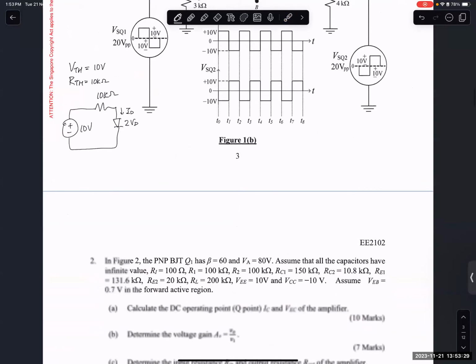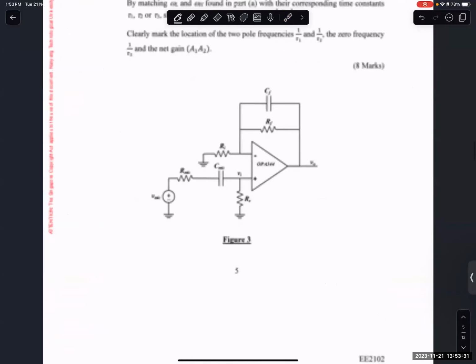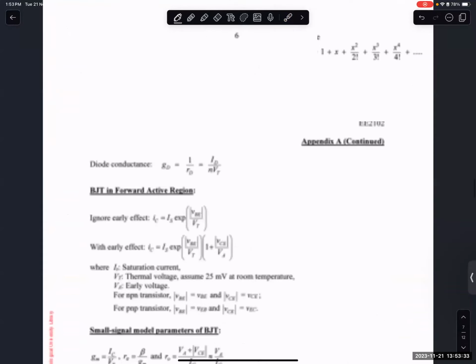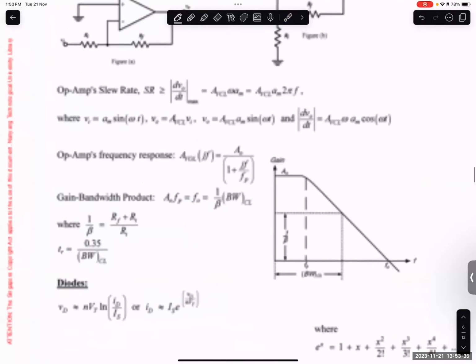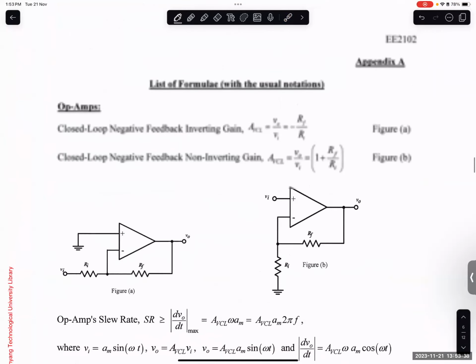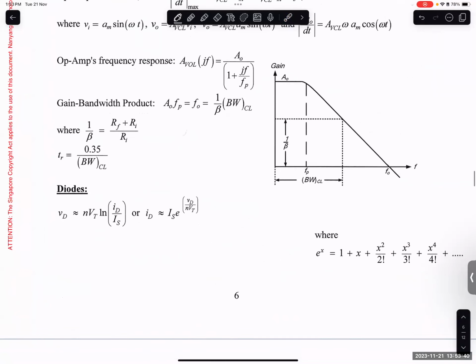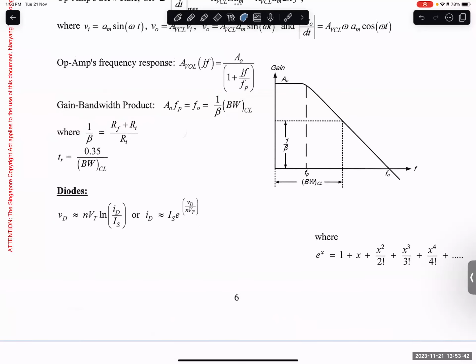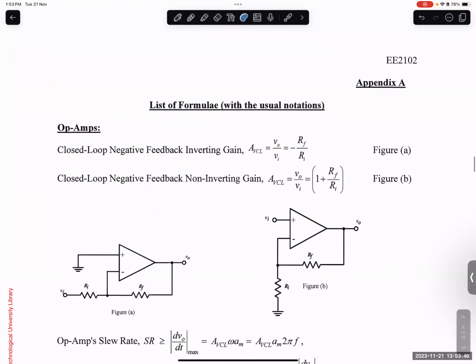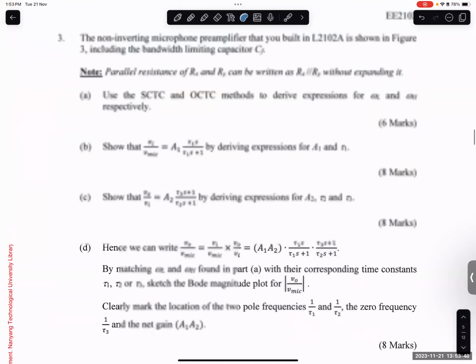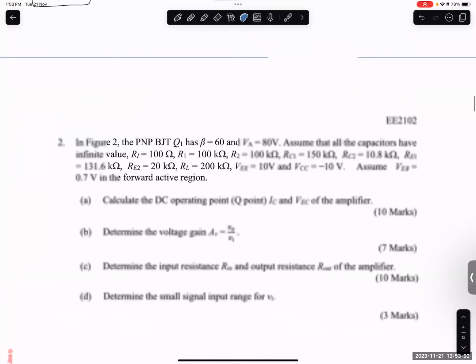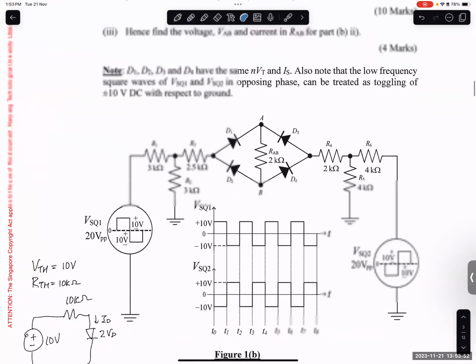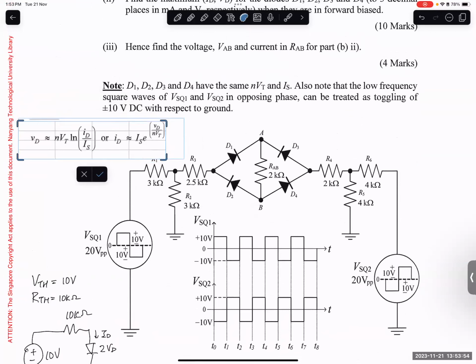So remember, we need to refer to the bottom part for the ID and VD, the diode solution. Okay, so we go to the diode. Next is what, VD? Oh, they gave it to you. Oh yeah. So we take this, we copy, we go up. Okay, so I paste the solution, crop a bit. Okay, like that.